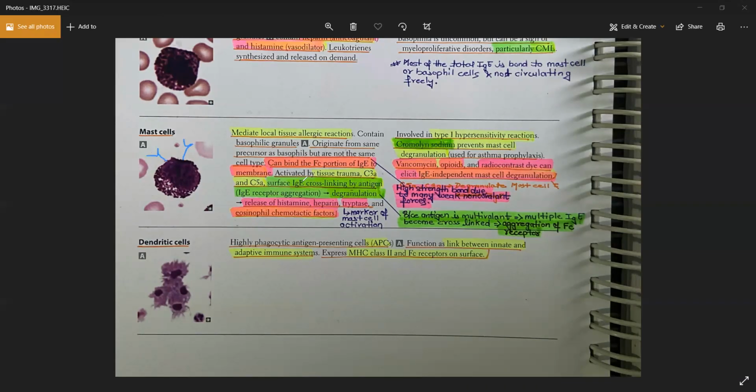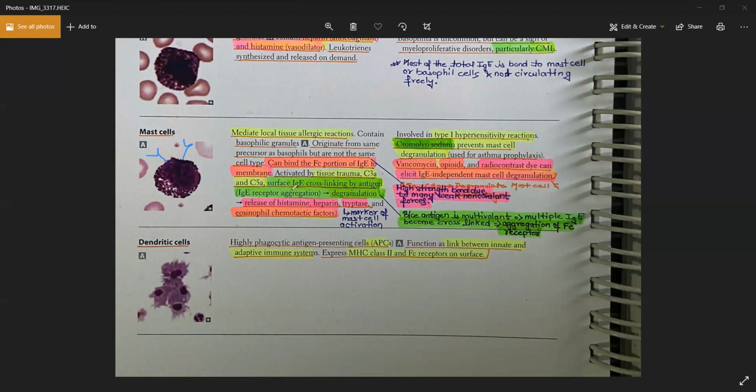And whenever C3a comes, whenever C5a comes, whenever any tissue trauma happens, right? Certain drugs can also cause that same thing. Okay, so what happens is, and this IgE antibodies.